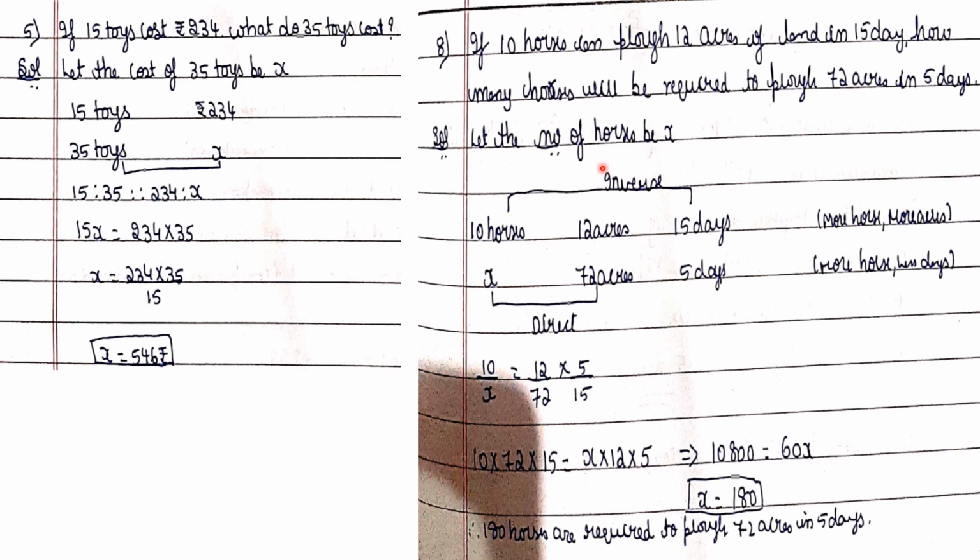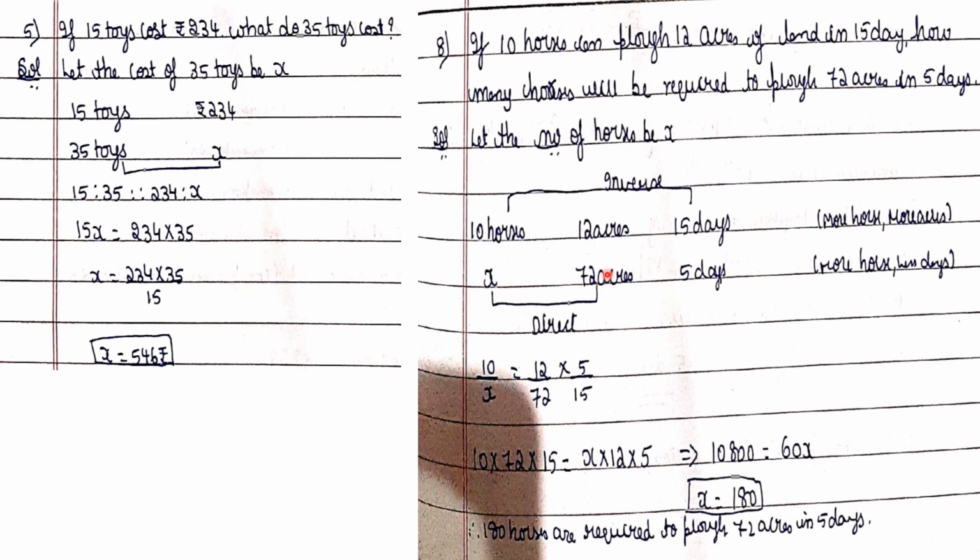Now compare horses and days. Keeping 10 horses into consideration, you can plow within 15 days. But if you have only 5 days, you require more horses. That means here it is an increasing trend, here it is decreasing. More horses but fewer days. So this is called an inverse proportion. So whichever is direct, take it directly. You have direct here, so 10 divided by x is equal to 12 divided by 72 into, and this is an inverse proportion, so take it as 5 divided by 15.